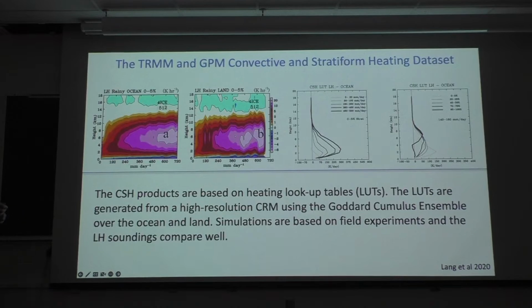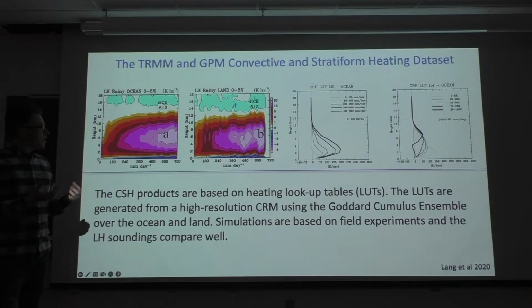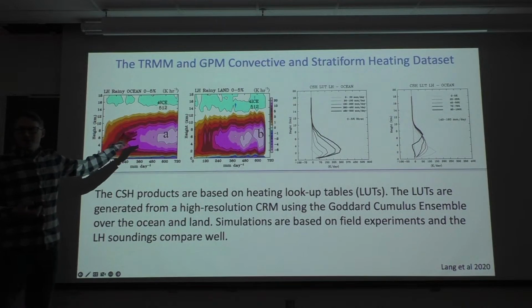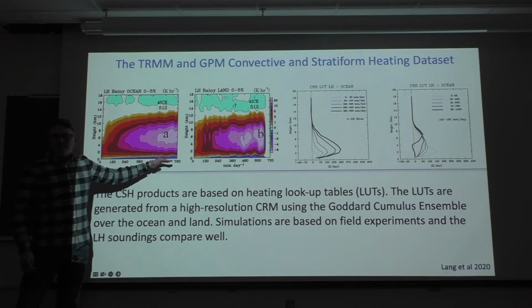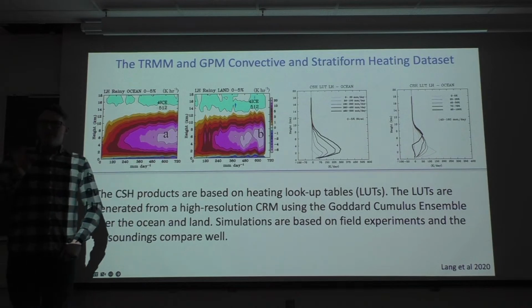So for vertically resolved latent heating, we're using, like I said, the convective and stratiform heating data set. These really aren't complicated data sets to use. They're derived by looking at field campaign data and using cloud resolving model simulations to look at what the different vertical latent heating profiles are as a function of height and precipitation intensity. And then these are further tuned by using field experiment data.